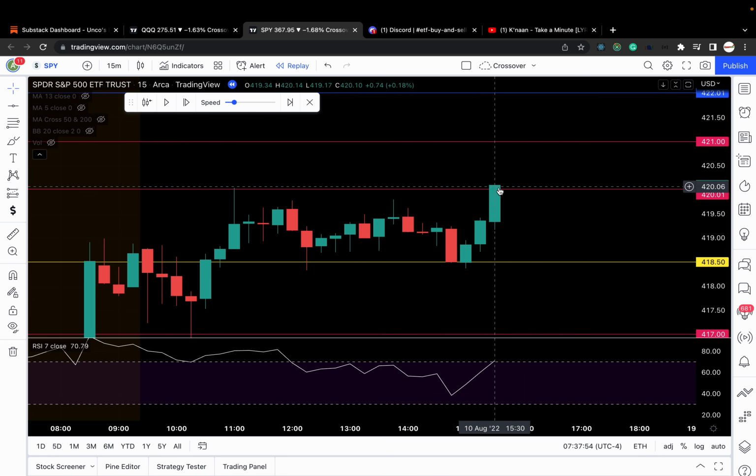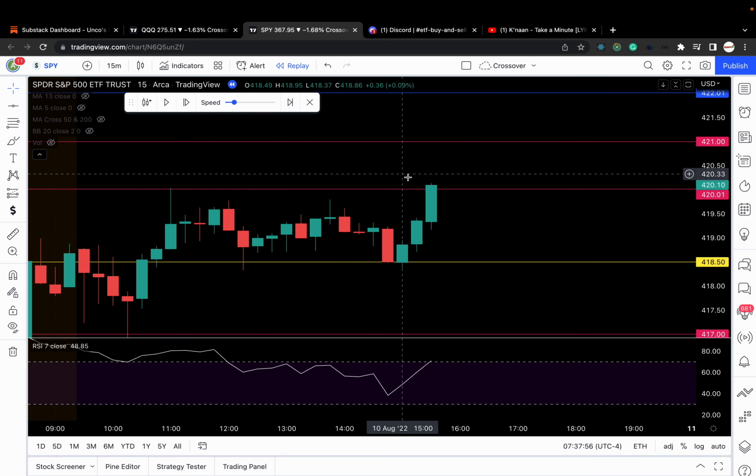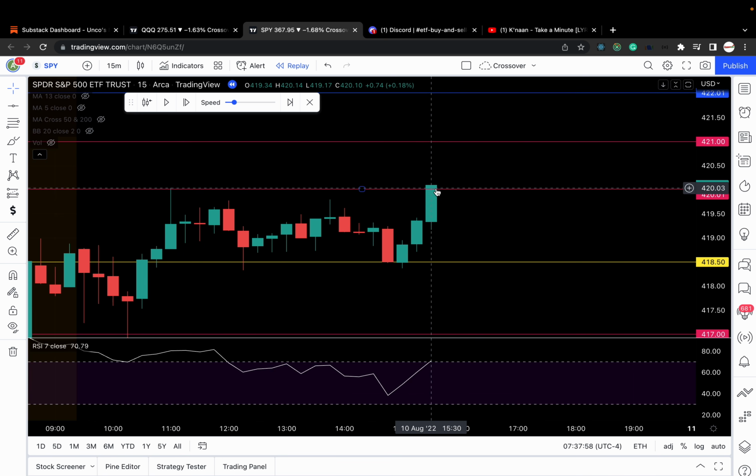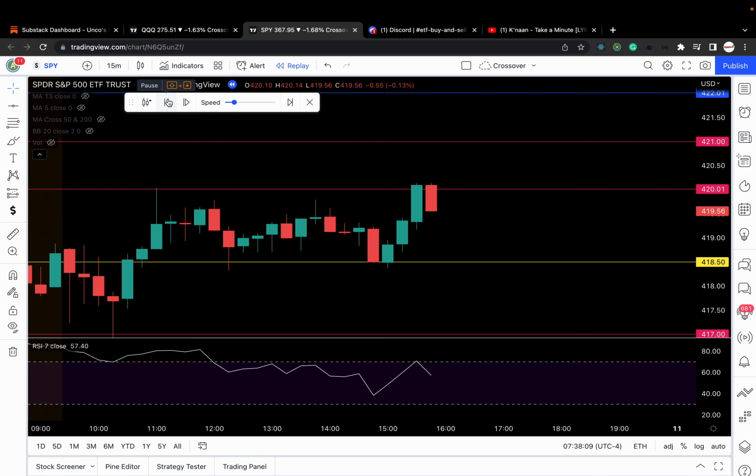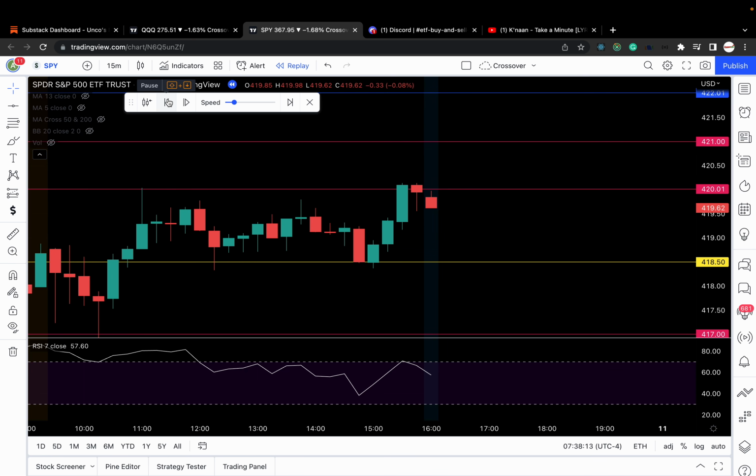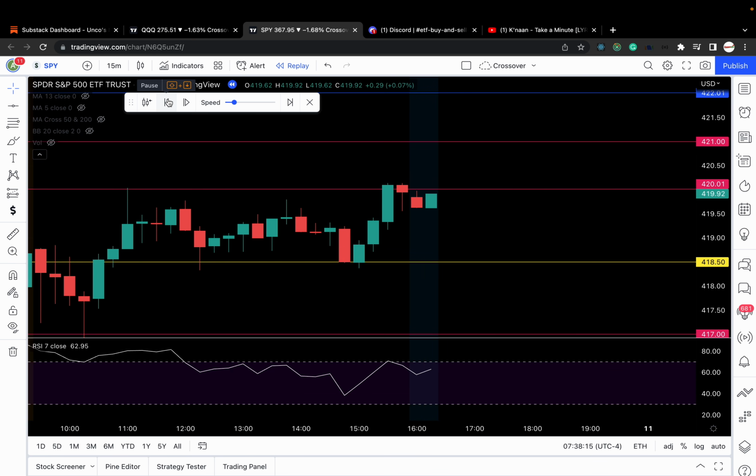It cleared 420. What would I have done here? Let me see. If it cleared 420 on the 15-minute chart, I would have looked for calls, or I would move my stops up on my runner. But I would definitely look for calls here. Let's see how it worked out. Okay, so I said I would either look for calls here or I would hold my runner.